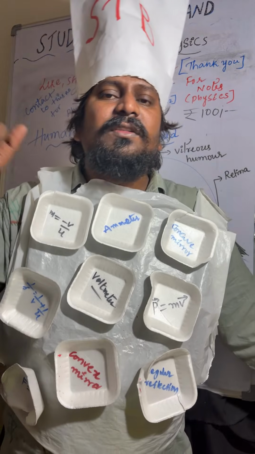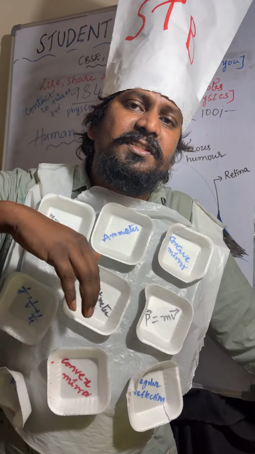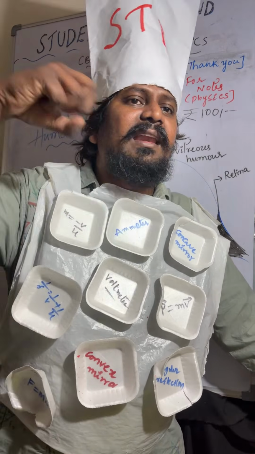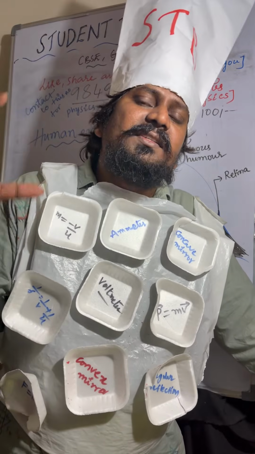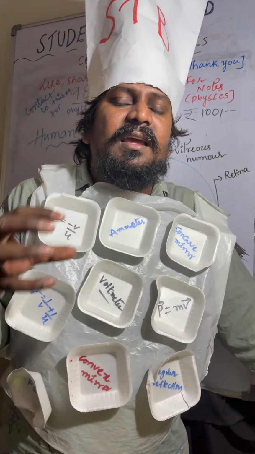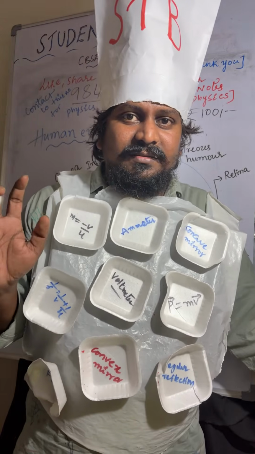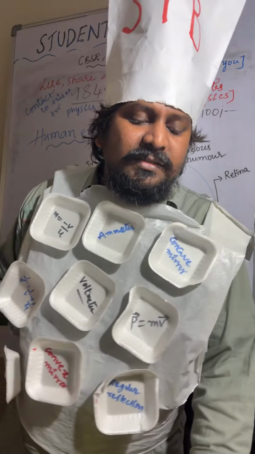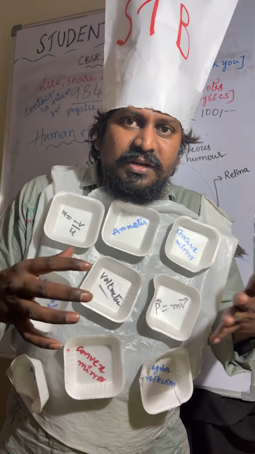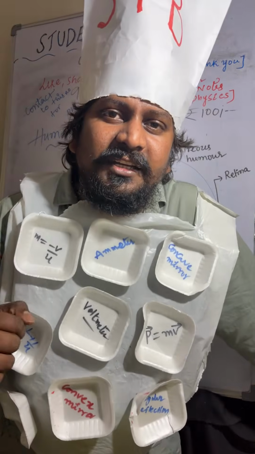Coming to the far point. The maximum distance up to which a person can see clearly without any strain. A healthy person, so it's not about defects. A healthy person can see clearly without any strain, that is called far point. Far point is infinity.